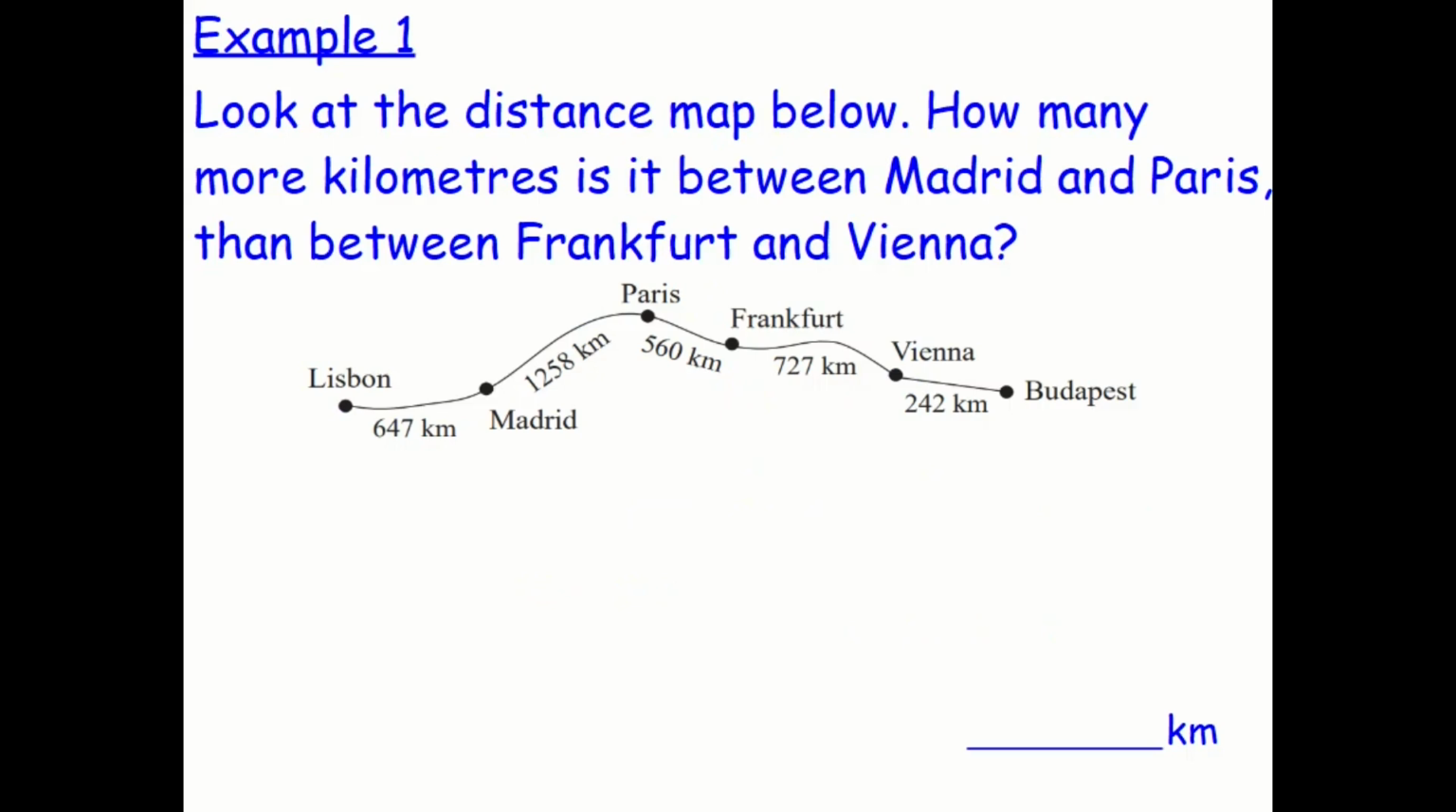Example number 1. Look at the distance map below. How many more kilometres is it between Madrid and Paris? That's 1,258. Than between Frankfurt and Vienna? 727. Okay, so this is a subtraction, and I'm trying to find out how many more are here. So that one needs to go on the top, 1,258.